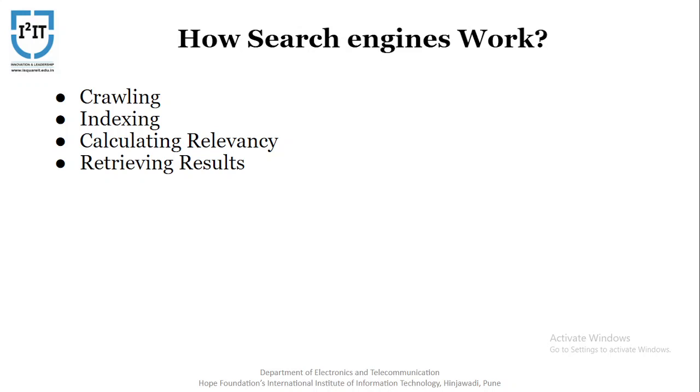So first comes crawling. Crawling is basically the process of fetching all the web pages linked to a website. It basically crawls or fetches all the web pages that link to a website. Then comes the indexing part. Indexing is the process of creating an index of all the fetched web pages that was already done by the crawler and keeping them in a giant database from where it can later be retrieved.